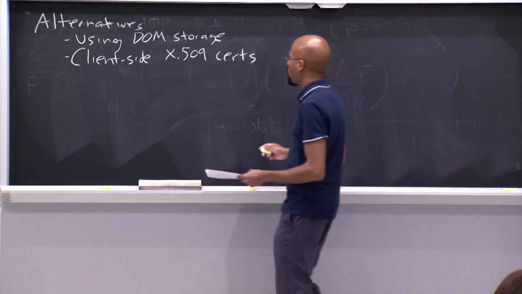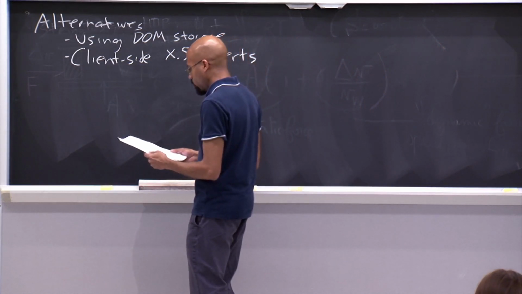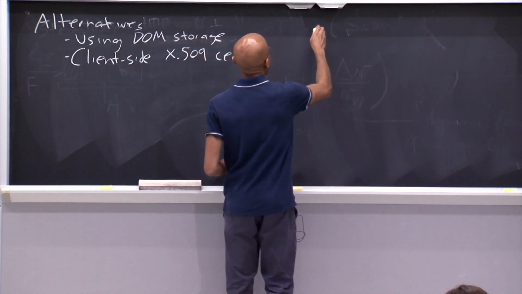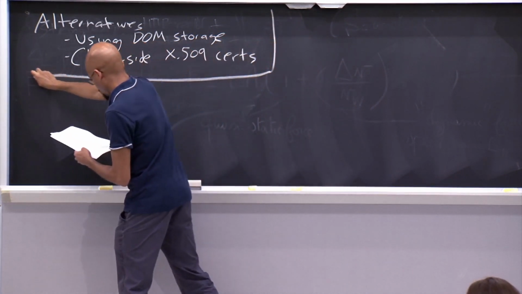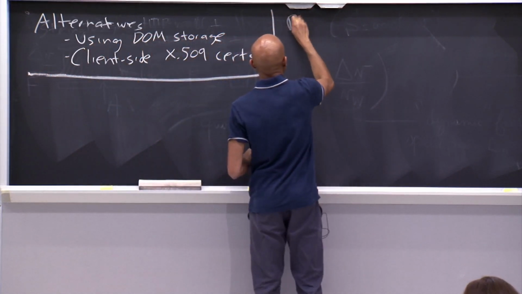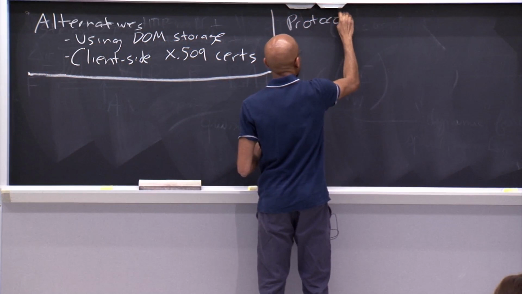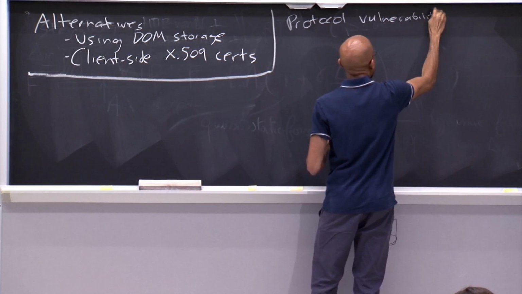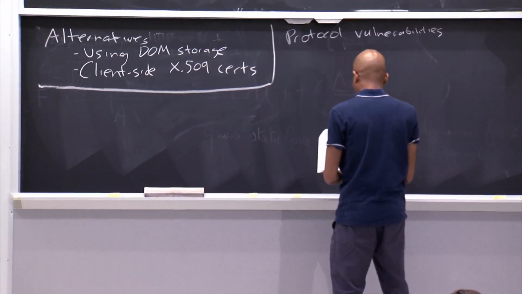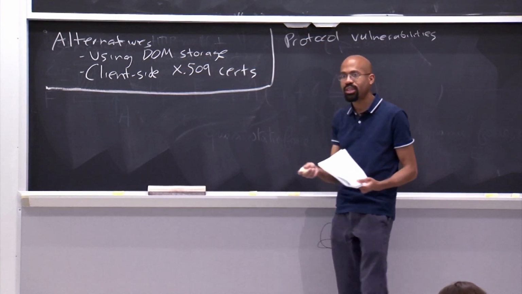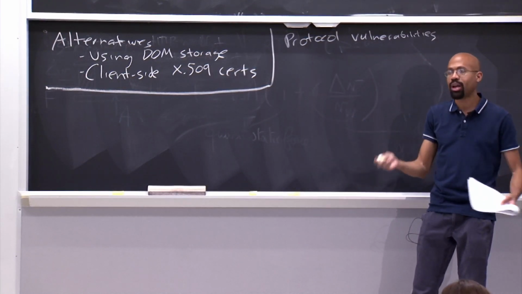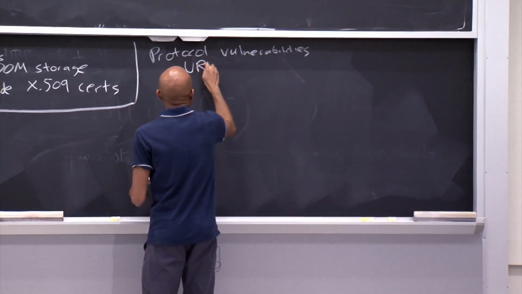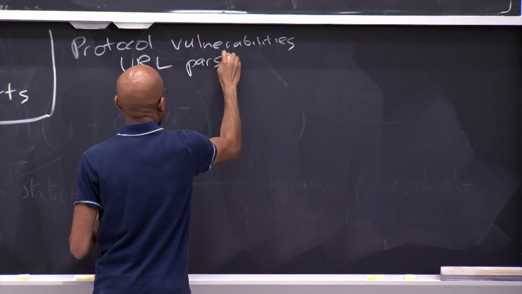All right, so that concludes our discussion of cookies, and so now let's talk about protocol vulnerabilities in the web stack. One kind of interesting attack is that there are all these bugs in the way that different browser components parse URLs, for example. So how can URL parsing get us into trouble?